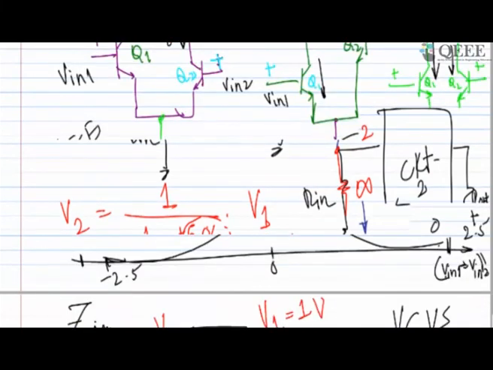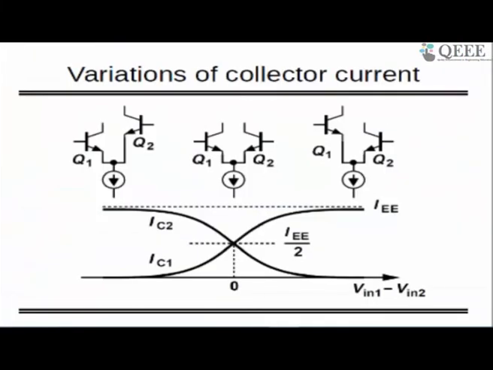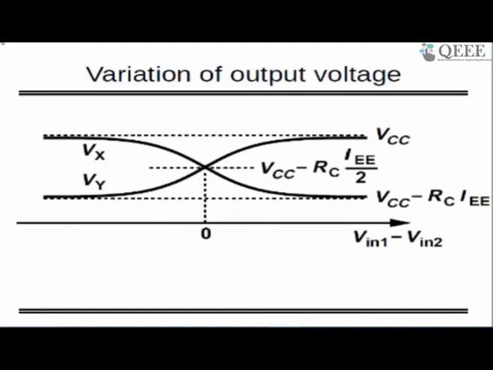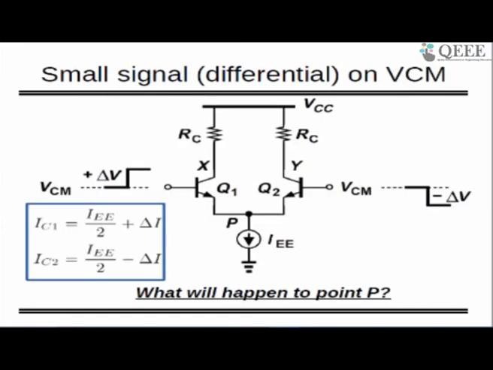Okay, so we were here talking about these curves. In these curves we found out that, instead of the current, if you are measuring the voltage, your voltage will be varying from VCC to VCC minus RC times IE. At the middle, when both are equal, or Vin1 equal to Vin2, then your output voltages Vx and Vy both will be equal, and that will be equal to VCC minus RC times IE by 2. Okay, so this was one story.